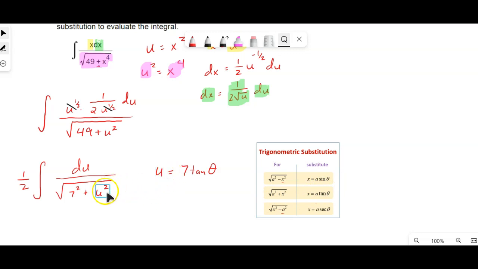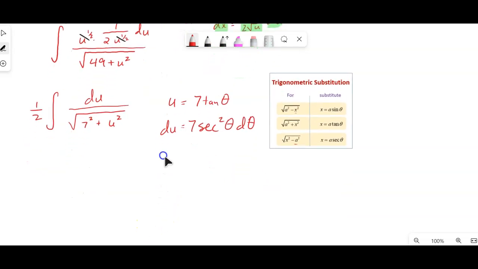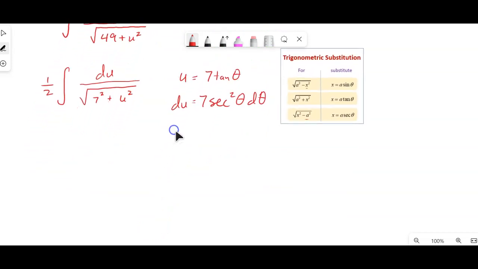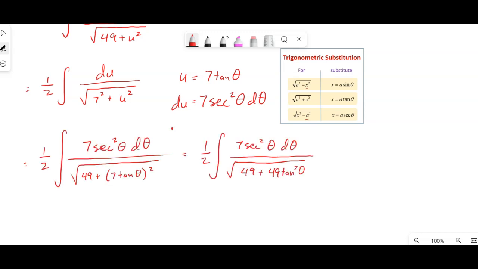So u is our squared variable now. u equals the number that's being squared times the tangent. All right, that would make du, the numerator, equal to 7 secant squared theta d theta. All right, just the derivative of tangent times d theta. All right, now I'm ready to make the substitution. So again, I'm going to do two parts. Part one is just the algebraic manipulation. Then I'll go back and show you you get the same trig integrand if you use trigonometry to come up with this. Okay, so once I make the substitution, I replace u with 7 tangent theta.